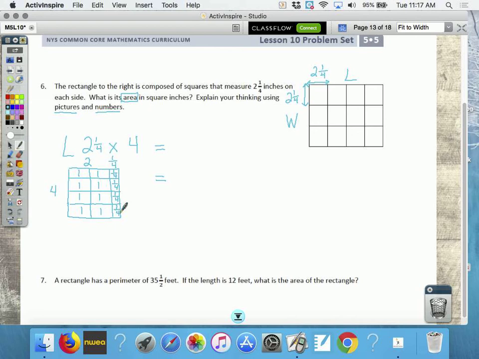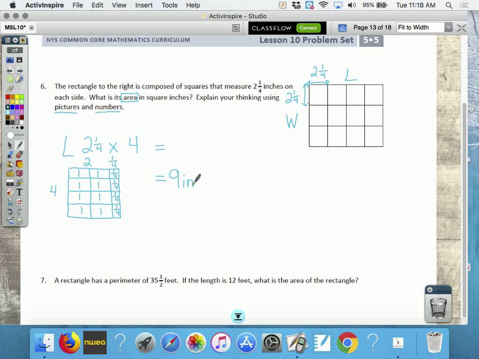Cadence. What'd you get for your answer for this? 1. So 1/4 plus 1/4, 1/4 plus 1/4 is 1 whole. So we have 8 plus 1 whole. So what's the answer to this? 9 inches.